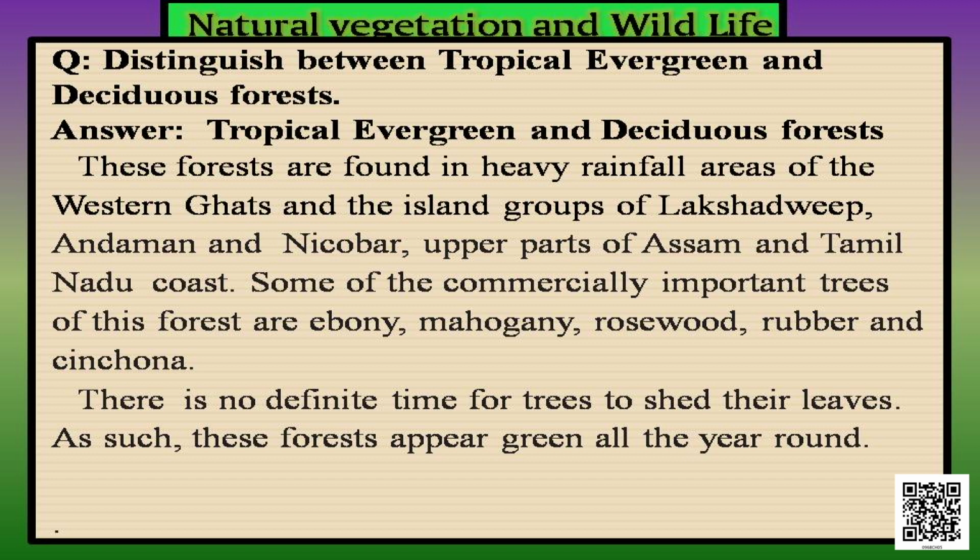The tropical evergreen forests are found on the rainy parts of the Western Ghats and the island groups of Lakshadweep and the Andaman and Nicobar Islands. Trees like ebony, mahogany and rosewood are the most important trees of the evergreen forest. Trees of the evergreen forest do not shed their leaves at one time. So these forests remain evergreen.